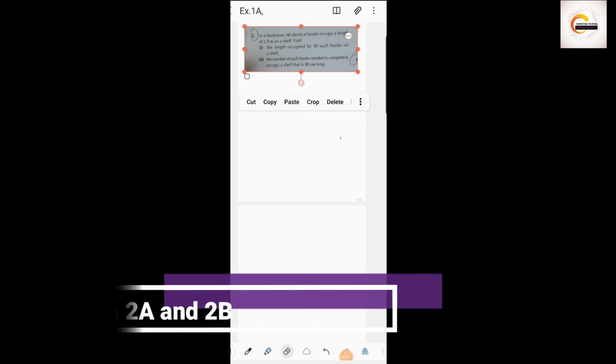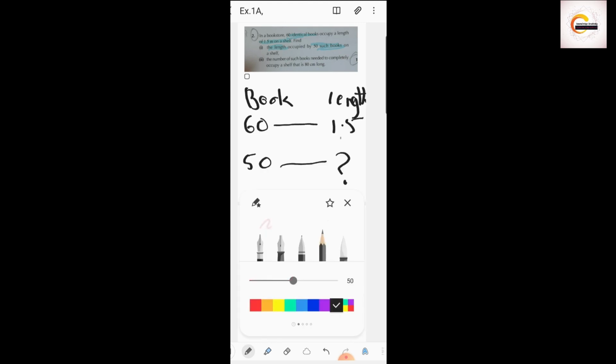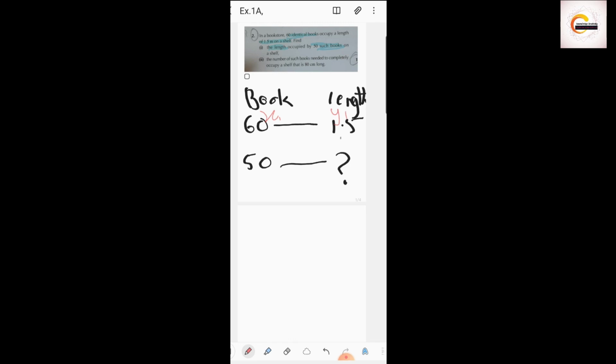Exercise 1A, question number 2, part 1. Okay, let's read the question. In a bookstore, 60 identical books occupy a length of 1.5 meter. Here there is a comparison between books and length, right? Very important to establish this, that let 60 be x1, 1.5 be y1, 50 be x2, and the unknown value has to be y2.